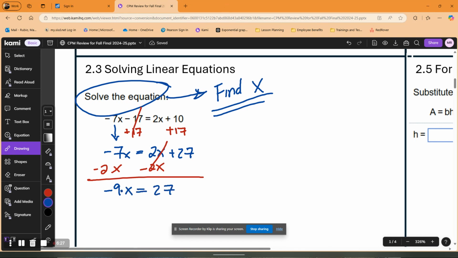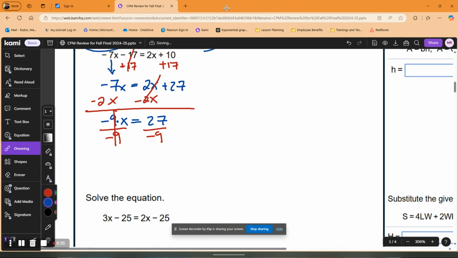Now I can separate this by dividing by negative 9. Divide by negative 9. Those cancel. And I'm left with x equals 27 divided by negative 9, which is a negative 3.